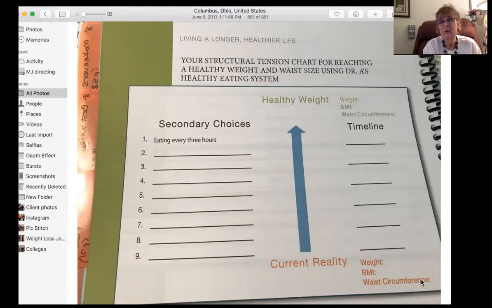Basically, it's just evaluating your current reality. Where are you now? What is your weight? What is your BMI? What is your waist circumference? And then where do you want to be? And what's it going to take? What are the intermediate steps to get there?